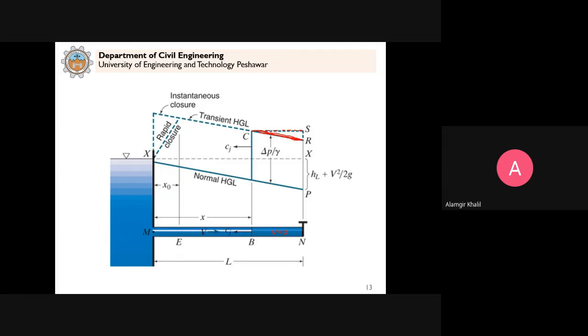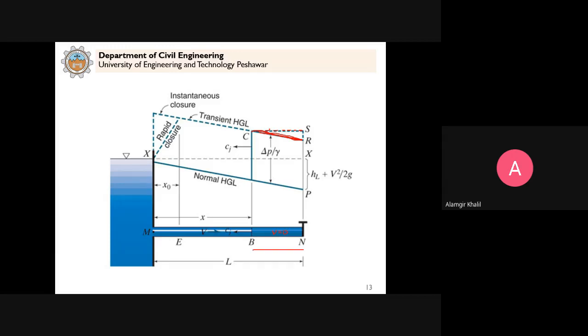Instead of CR, it should be horizontal, because if velocity is 0, so this is due to what? This is inclined due to the friction. So the head loss is a function of the velocity. So if V is 0, it should be a horizontal line. So thus there is a tendency for the grade line to flatten out for the portion Bn.